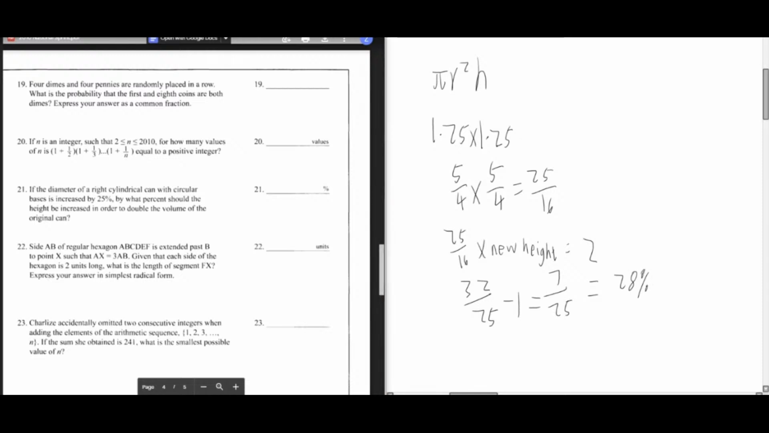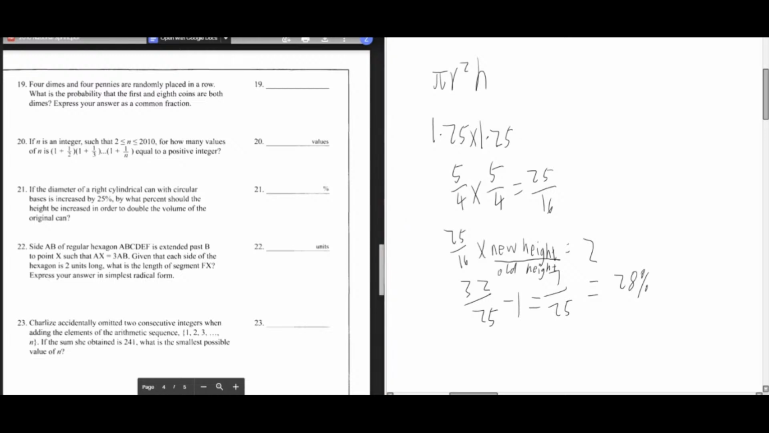And when Bill writes new height there, he specifically means the new height factor that you're multiplying the old height by, basically. Yeah.